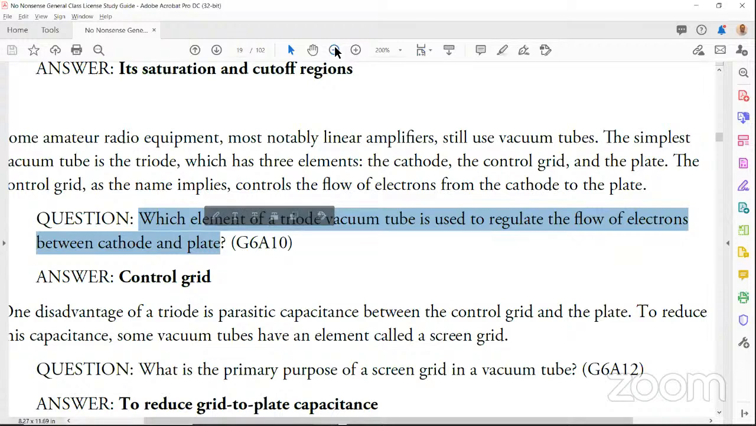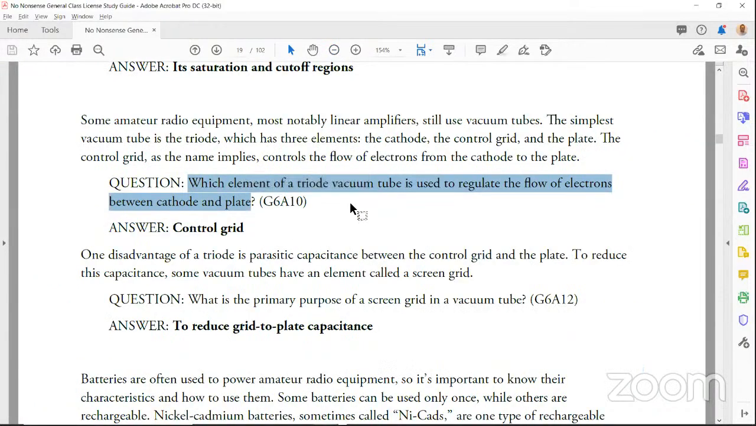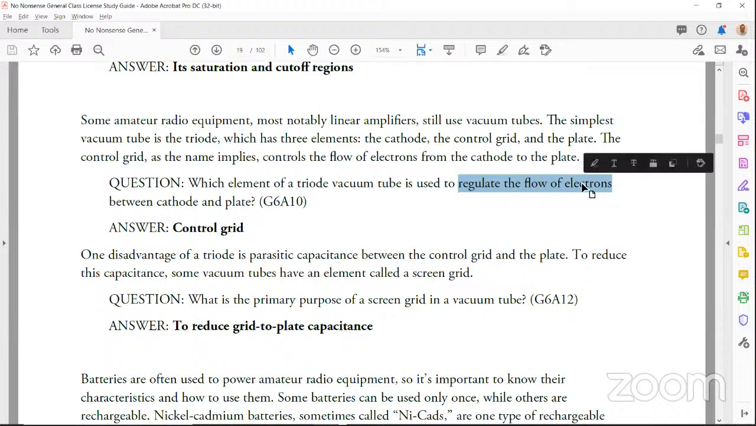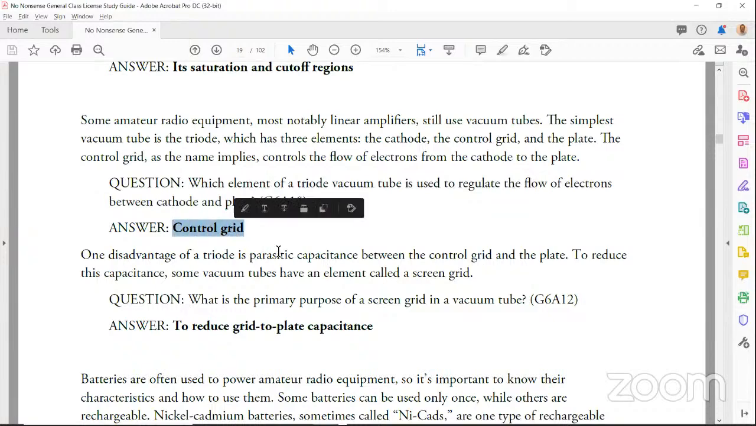All right. Which element of a triode vacuum tube is used to regulate the flow of electrons between cathode and plate? So let's dissect this question a little bit. So what are they asking us about? They're asking us about which element, or which part. Part of what? A triode vacuum tube. So remember last class we dealt with the triode vacuum tube, the parts of it. And they're asking what part is used to regulate the flow of electrons between what? The cathode and the plate. Well, there's only one other connection to a triode. So therefore, that triode part is the control grid.